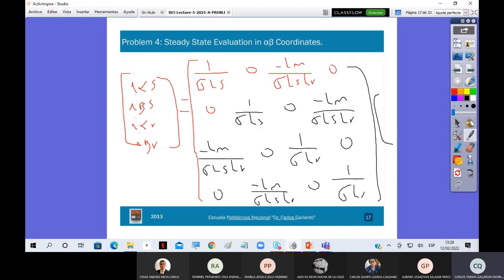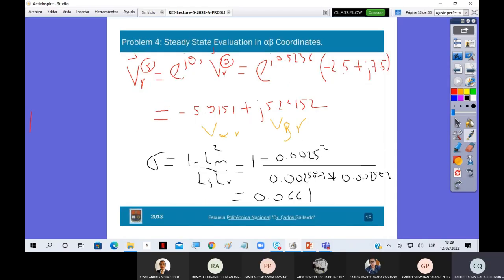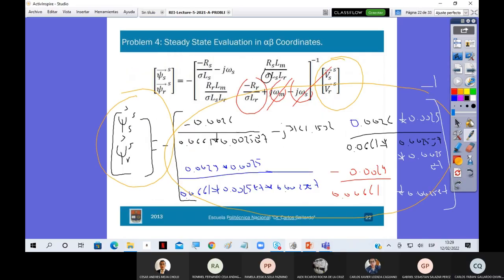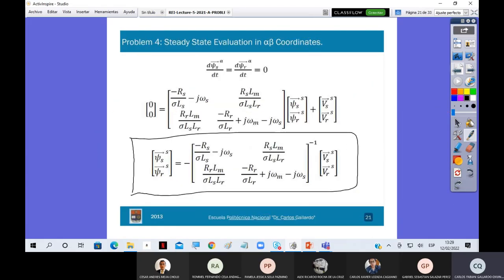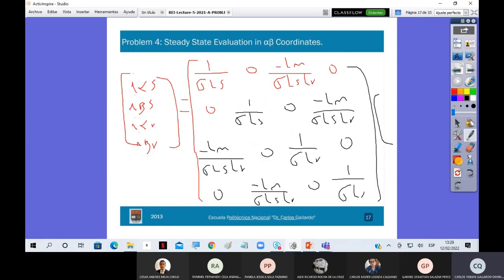Times the fluxes. We have already computed the fluxes. I will have the alpha and beta components: the stator flux in alpha coordinates and the stator flux in beta coordinates.